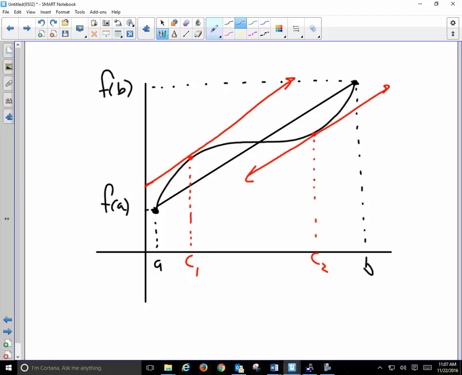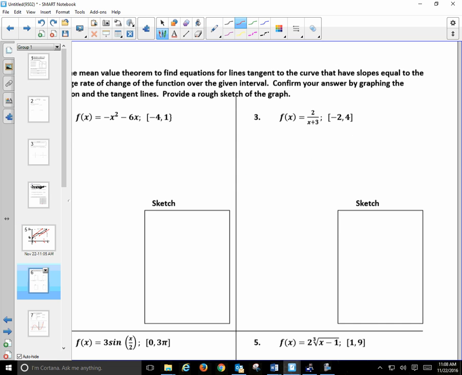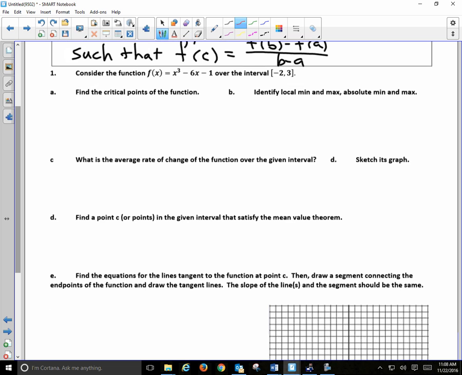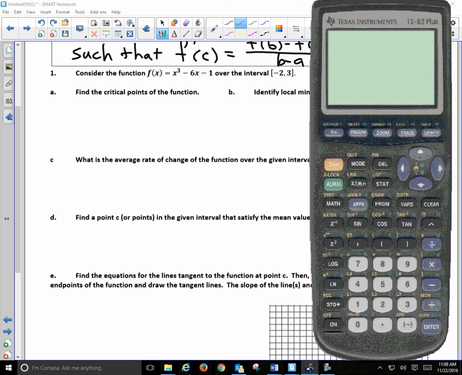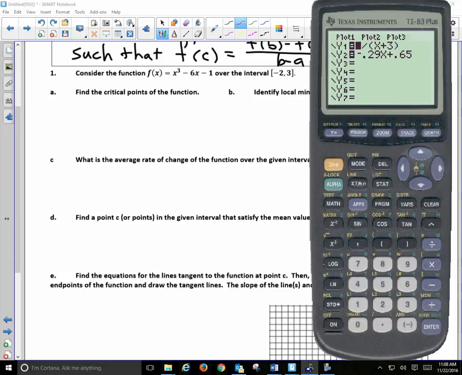Our goal today is to find the mean value of the rate of change, and then after that, we will set it equal to the derivative and find where these c spots are located. Okay? Ready to do that? Let's do it. Take out your calculator as well. I'm going to type in my function, which is x to the third minus 6x minus 1.